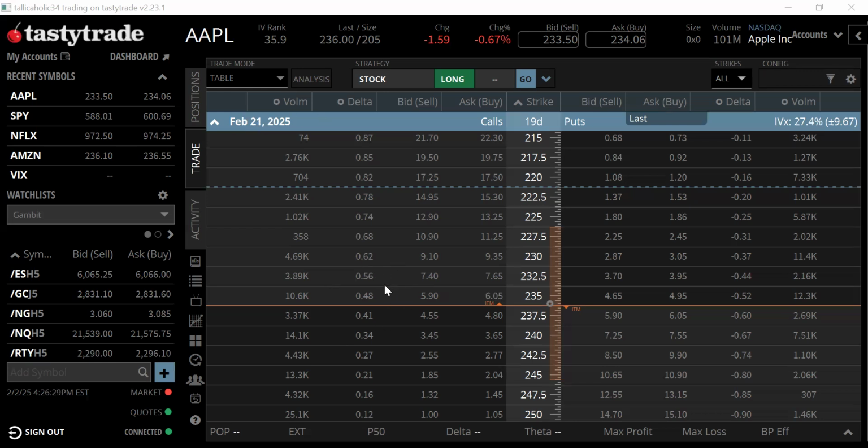Also, if we double the delta, so if we take, for example, this 245 down here, this 21 delta, I have a 21% chance of this ending in the money. But if I double it to 42, then that gives me the probability of touching in the money before February 21st. So there's a chance that we could get a $10 move in the underlying price before February 21st, and it's going to at least touch once in the money, or at least be in the money before this expiration. So delta does a lot of things.